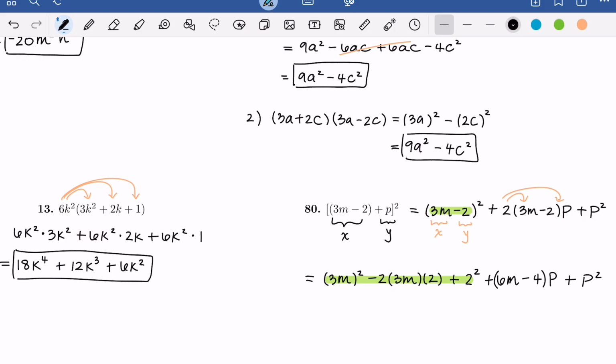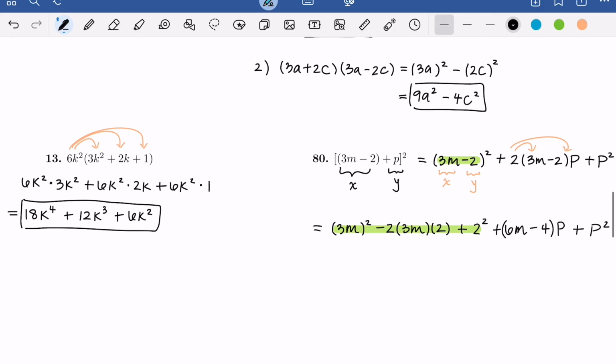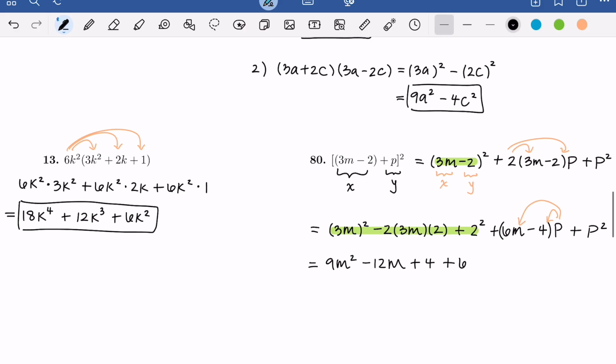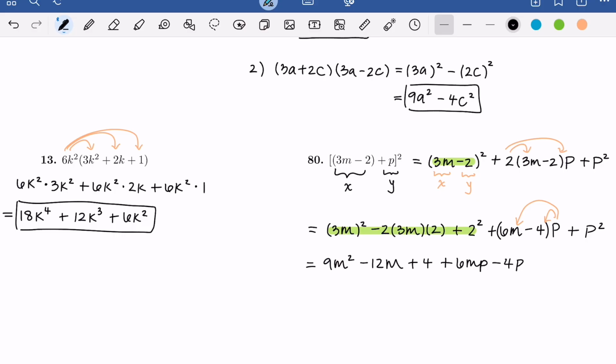All right, so we're going to keep simplifying this. 3m squared is going to give us 9m squared using our second power rule here. Now this one, we have a 2 times a 3m, so that's going to give us 6m times a 2, so this is going to give us minus 12m, and then 2 squared gives us 4. Like I said, for this one, we distributed that 2 to both terms in our parentheses to get this, but we still have this p multiplying this entire thing on the outside. So this p needs to be distributed to everything in the parentheses here, giving us 6mp minus 4p. And then lastly, we still have this p squared term.